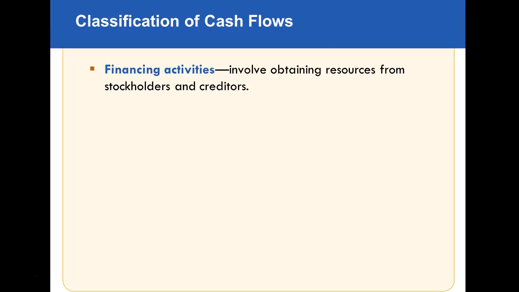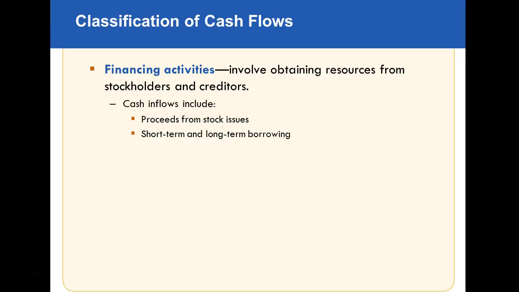So we've got the operating activities, we've got the investing activities, and this one is the financing activities. How do they receive money? They're going to receive money from stockholders and from creditors. Inflows would be selling stock, borrowing money. Think about it. When you borrow money, you receive cash. Your cash increases and your liability increases.